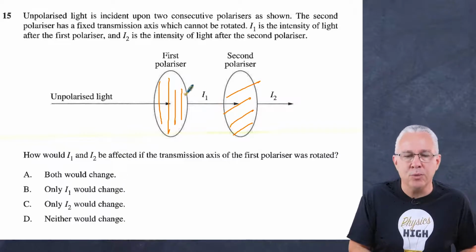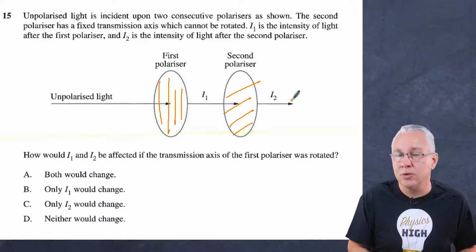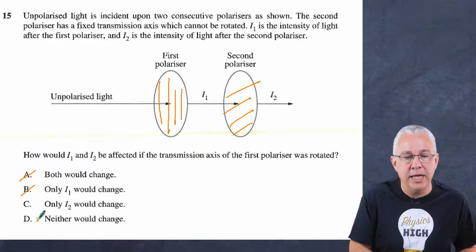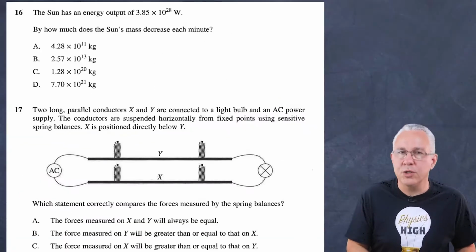However, the angle between the first polarizer and the second polarizer will change. And so therefore, the amount that will go through to I2, determined by Malus's law, will change. And so A is incorrect because I've said I1 doesn't change. Only I1 will change? Well, that's not correct. Neither will change? Well, D will, of course, not be correct because one of them will change, and therefore only I2 will change.